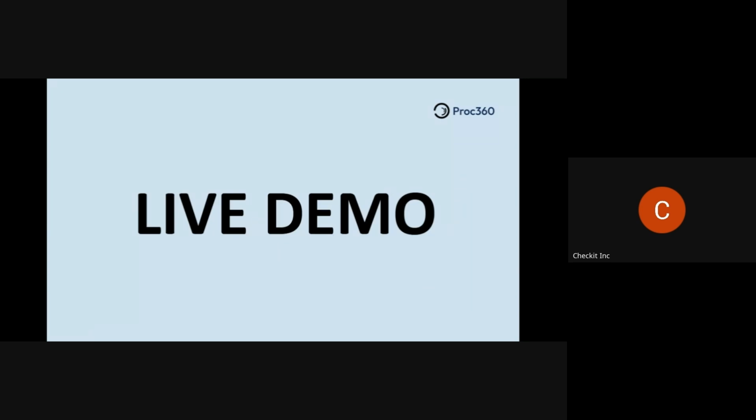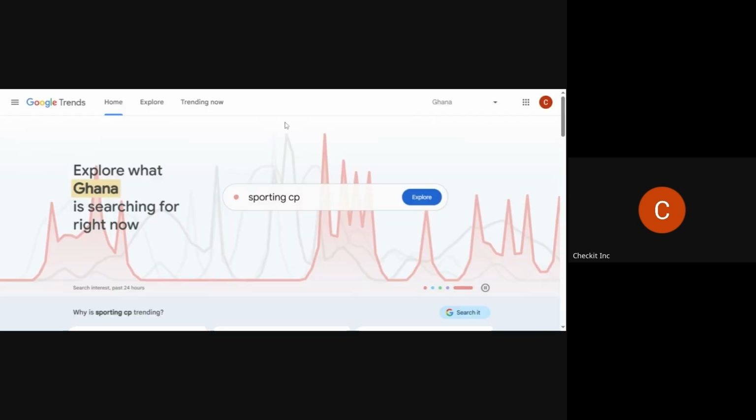So we're just going to go into the demo so that we understand what this is about, and we do not try to imagine. Oh, I don't think I get it. So I'm just going to share another tab so that we see what Google Trends is really about. So this is what the desktop view of Google Trends looks like.